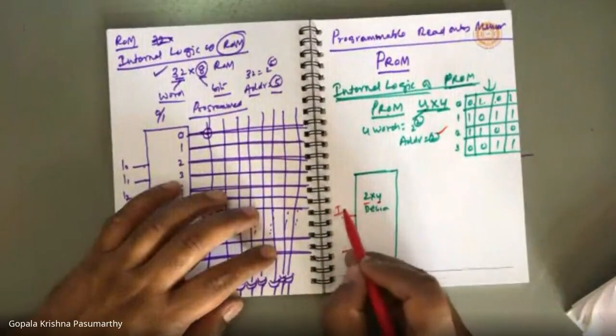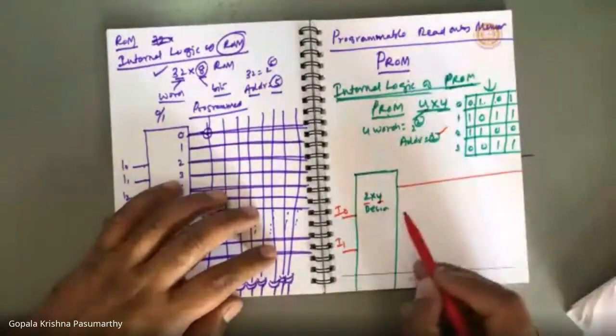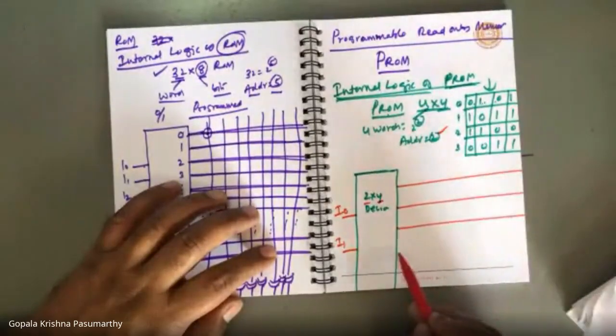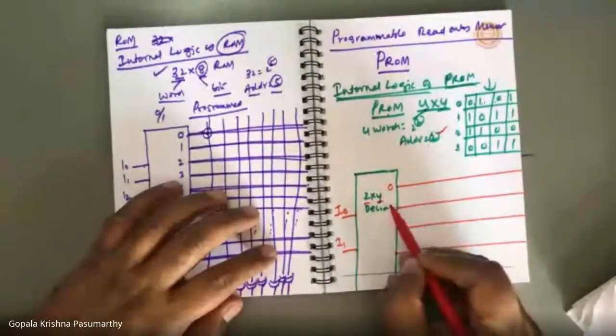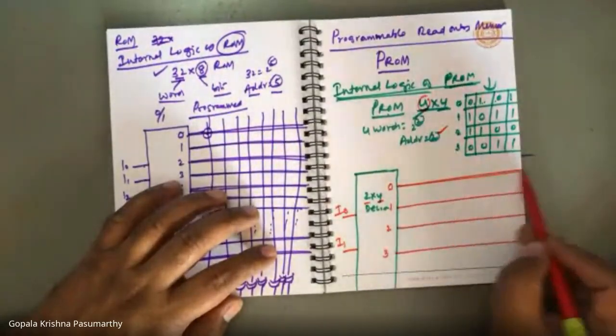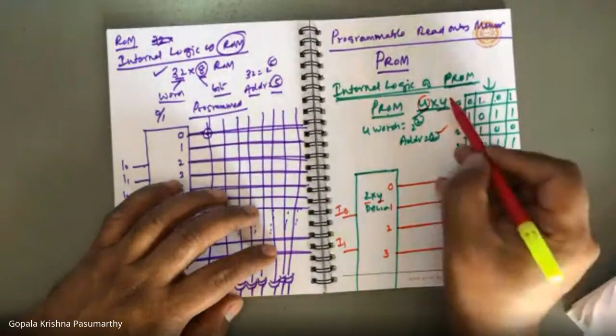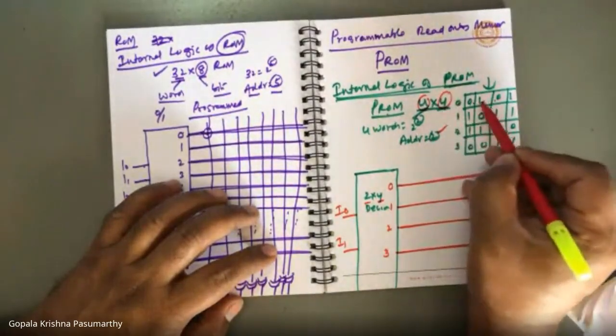1, 2. These are called I0, I1. This is called the address. See, the 2 by 4 gives 4 lines: 1, 2, 3, 4. These are called word 0, word 1, word 2, word 3. See, there are 4 words. So each word is responsible for one sleeping line. And what is the size of each word? 4 bits.